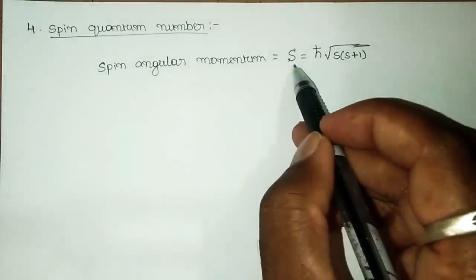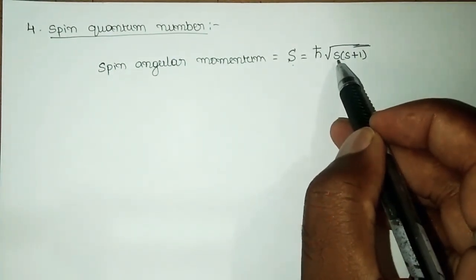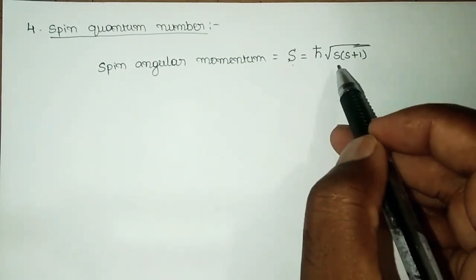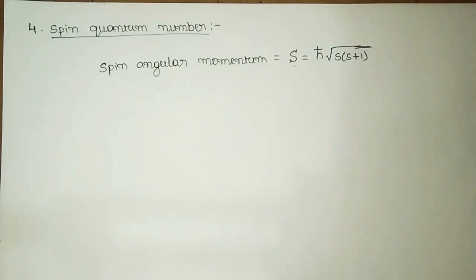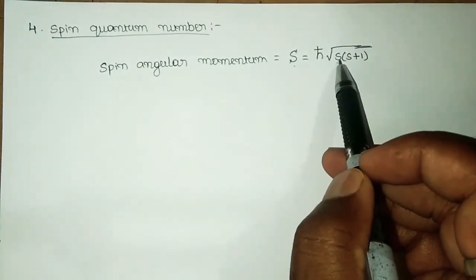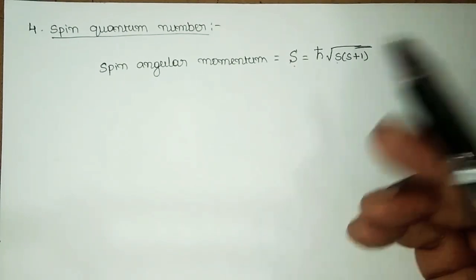And what is this S? This capital S is the spin angular momentum. And what is this small s? The spin value of the electron. So in order to know the exact value of the spin value of the electron, we should take the help of the Stern-Gerlach experiment.